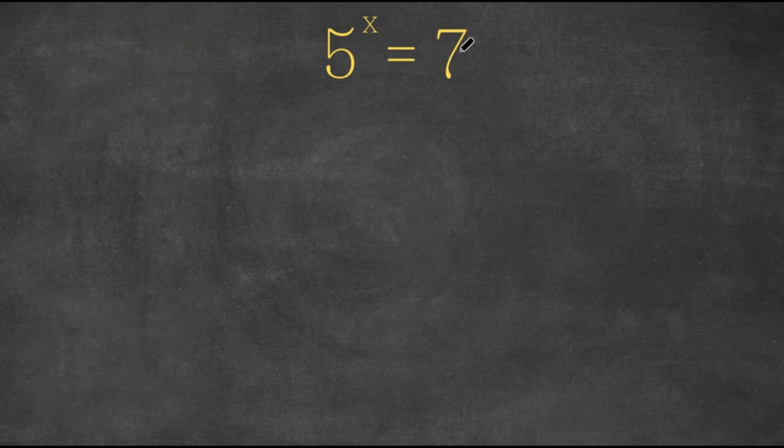Now what I'm first going to do is I'm going to take the log of both sides. So now we're going to have log 5 to the power of x is equal to log 7.